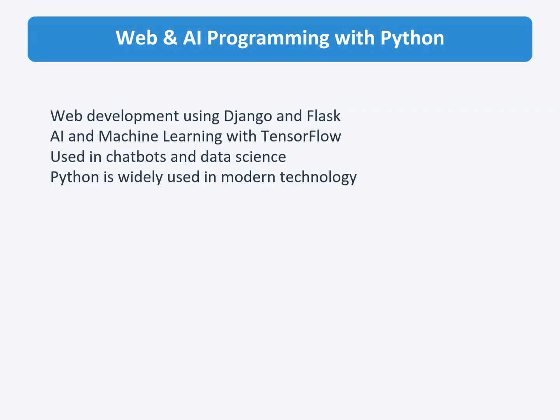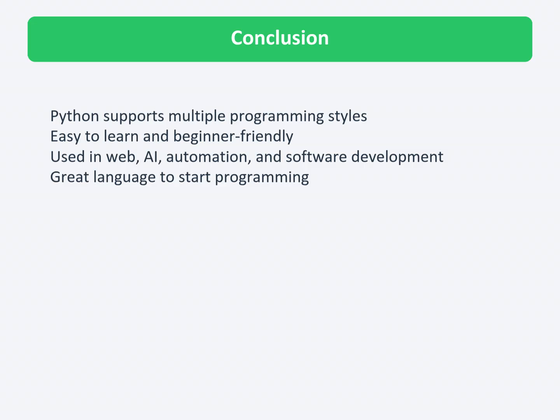That's for the programming languages. To conclude, what we learned is that Python supports multiple programming styles, and is easy to learn and beginner friendly. It can be used anywhere. It is a very good language to start programming. Python is powerful and supports many programming styles. It is useful for web development, AI, automation, and software applications.